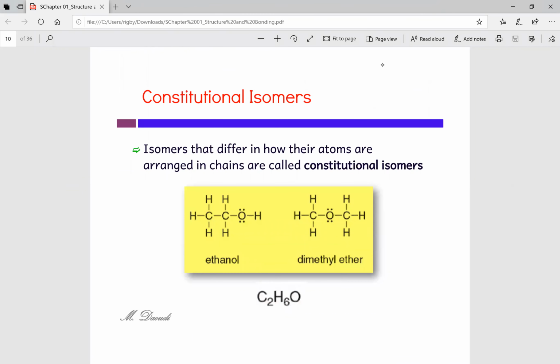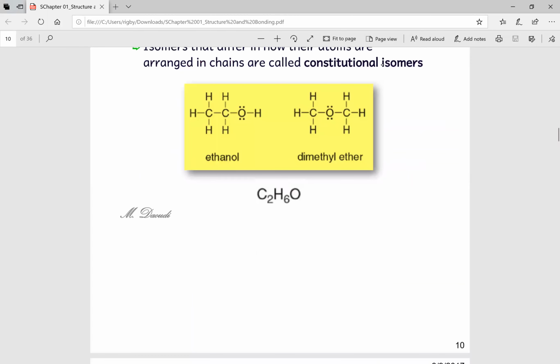So now let's talk about something called constitutional isomers. Constitutional isomers are the same molecule overall, but they have different connections. So in this example, C2H6O, both of these have the exact same total number of carbons, hydrogens, and oxygens. It's just that this one has oxygen over on the side bonded to a hydrogen, whereas this one has oxygen in the middle of 2 carbons. So these are called different sigma bond connections. And all a sigma bond means is your single bonds have different connections.